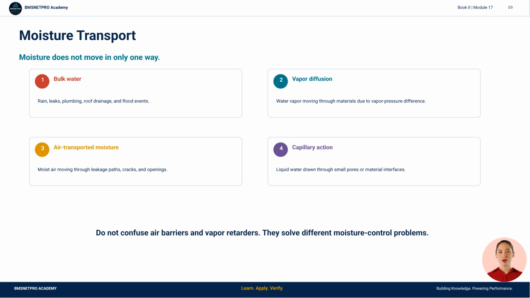Moisture can move as bulk liquid water, vapor diffusion, air-transported moisture, and capillary action. These are different problems. Lowering humidity may help one condition, but it will not repair a roof leak. Adding a vapor retarder does not automatically stop air leakage. This distinction matters because the corrective action must match the path.